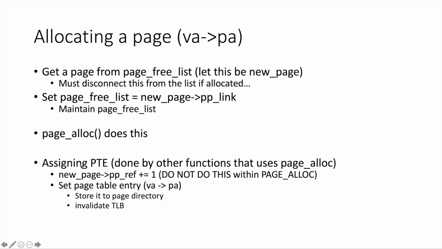And in exercise 4, when you use the page alloc, you need to assign the corresponding PDE and PTE to create entries enabling virtual to physical mapping. And then you need to increment the pp_ref by 1, marking that we just added one more usage to the corresponding physical page. But please do not do this within page alloc. You need to do that when you use this page alloc.